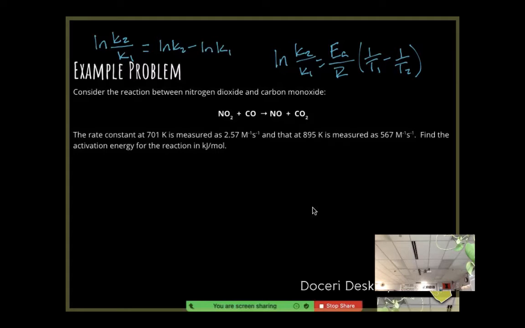that. Okay, so for this one, we're going to go through and make a list of what we have here. So we have T1, and it's already in Kelvin. And then we have a K value that's associated with that temperature. So that's our K1.